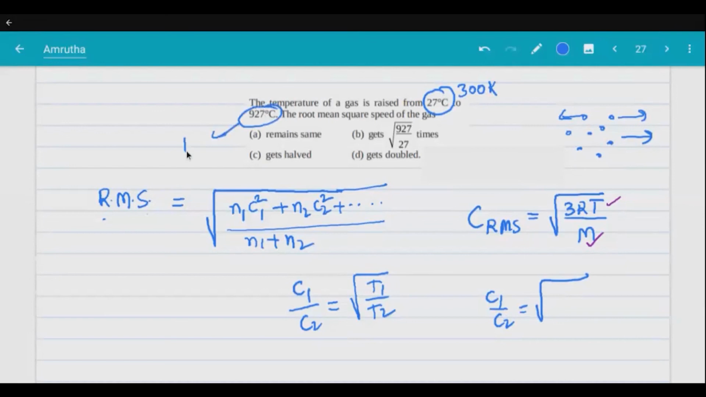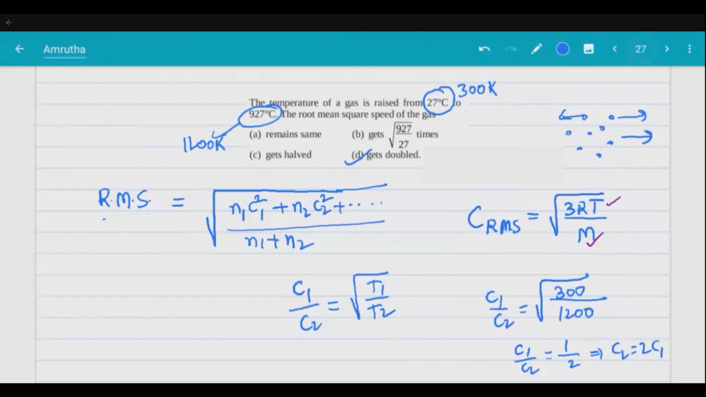This is 1200 Kelvin. T1 is 300 by 1200. Yes or no? Now C1 by C2 is equal to 1 by 4, which means 1 by 2, square root. So C2 is equal to 2C1. Yes or no? It is getting double.